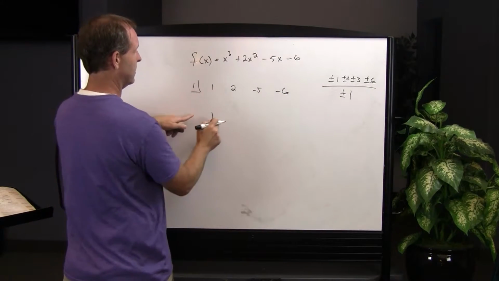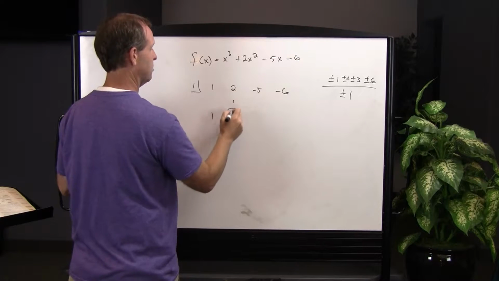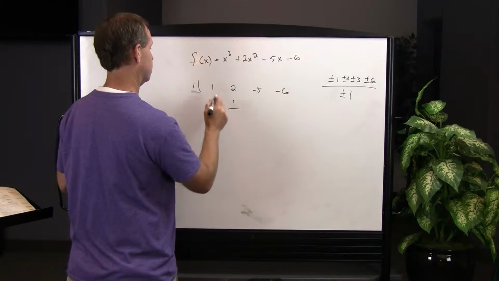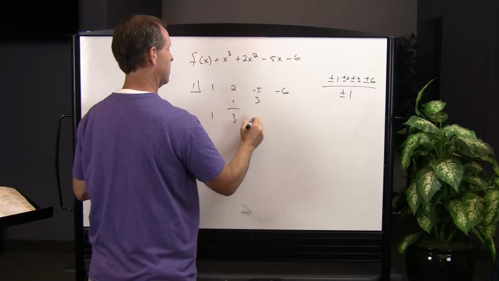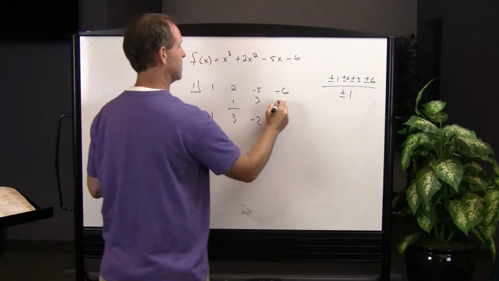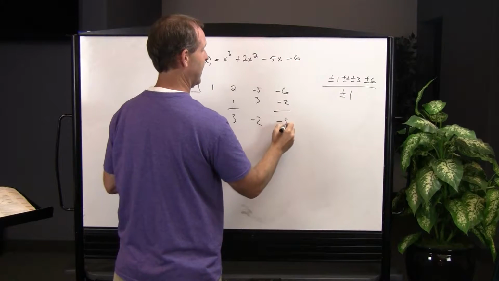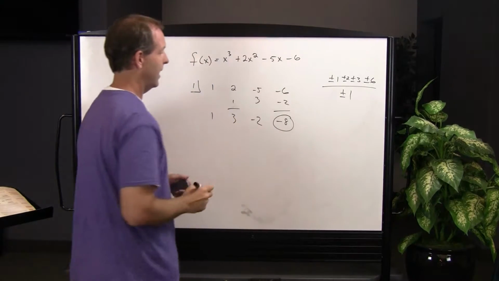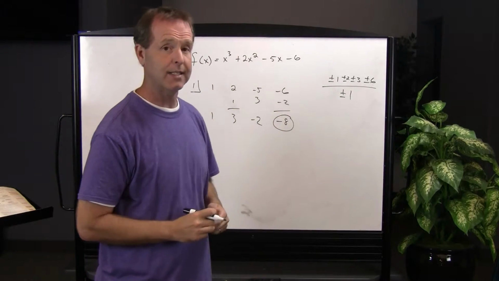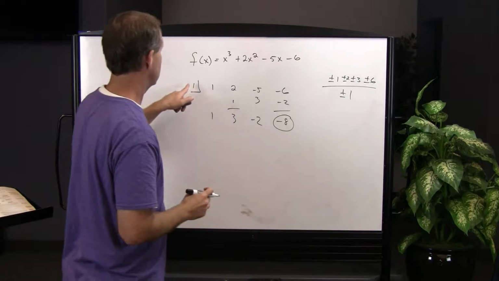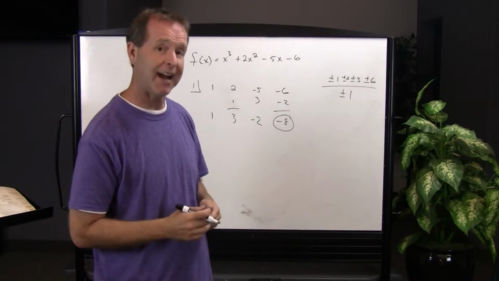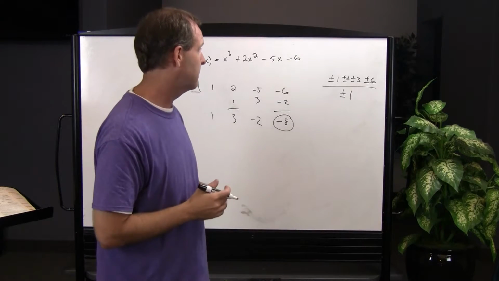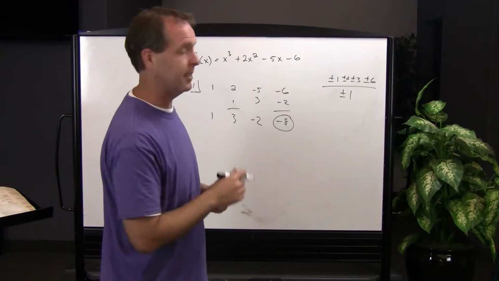Drop down the 1. 1 times 1 is 1. 2 plus 1 is a 3. 1 times 3 is 3. Negative 2 plus 3 is 1. 1 times 1 is 1. Left with a negative 8. My remainder here is not 0. So therefore, 1 is not a solution, and x minus 1 is not a factor of this problem. All right, well, we have 7 more to try.